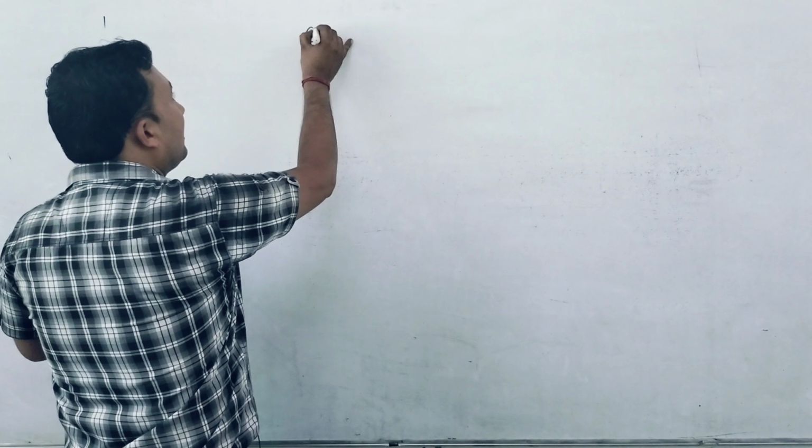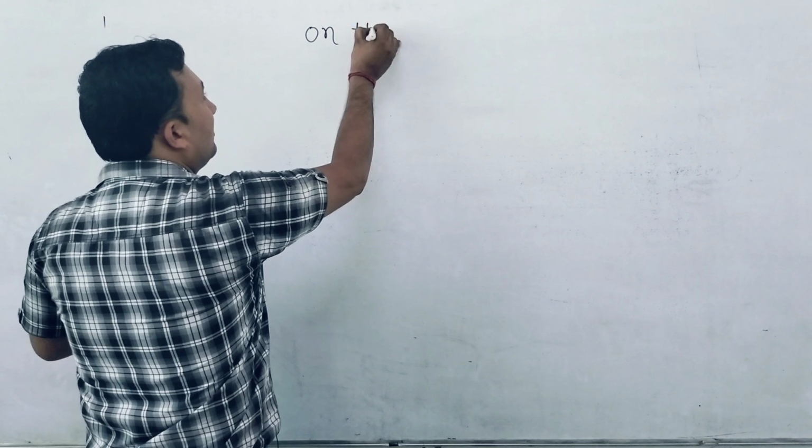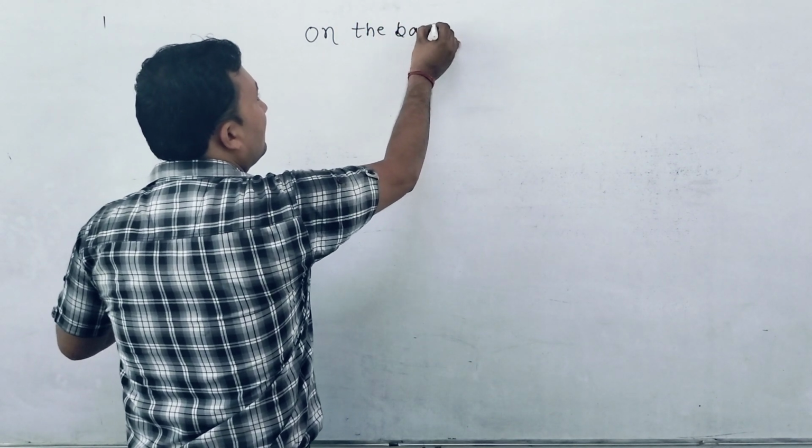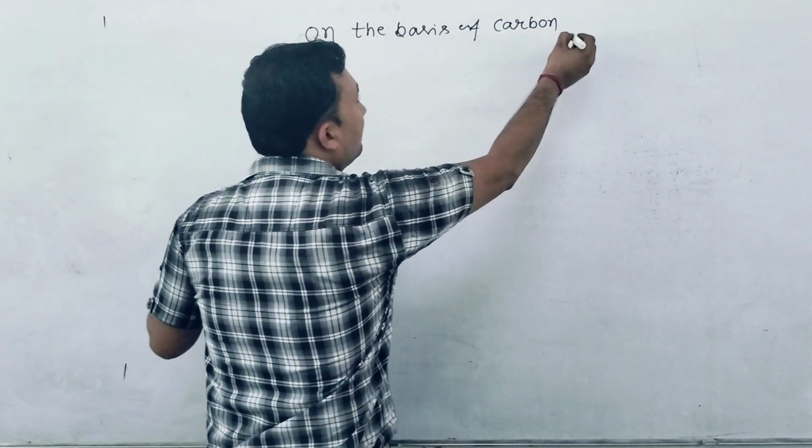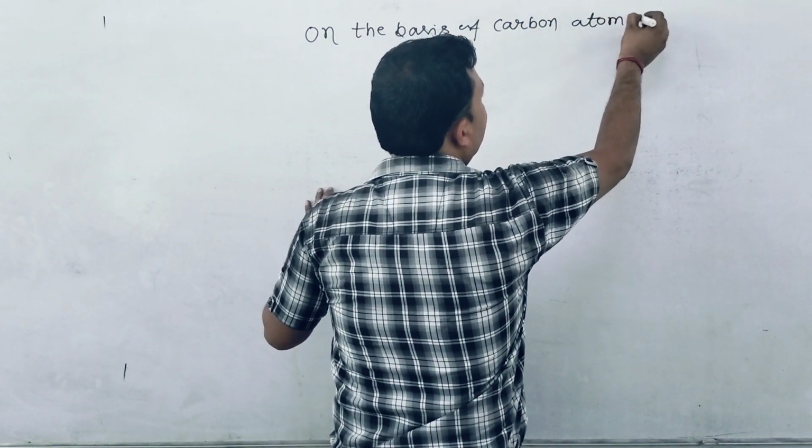So now we will discuss the second basis of classification. As you know, we were discussing the classification of haloalkanes or haloarenes. Now we have discussed the first category based on the number of halogen atoms. The second category of classification of alkyl halides is on the basis of carbon atom nature.